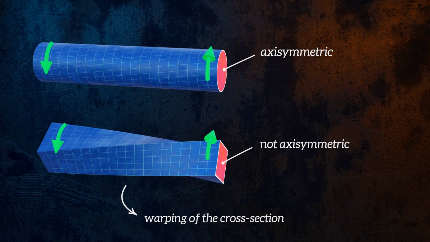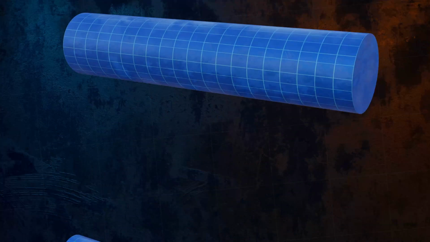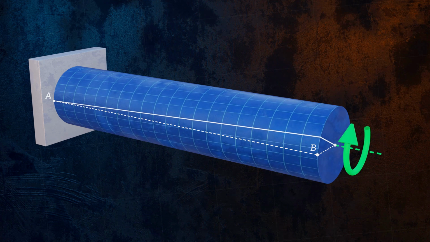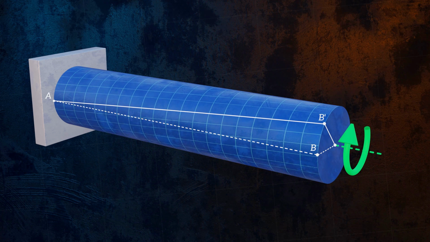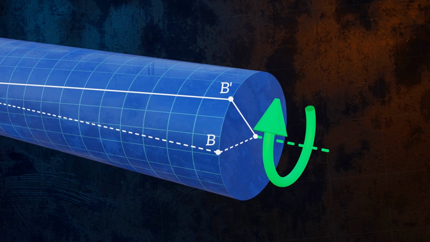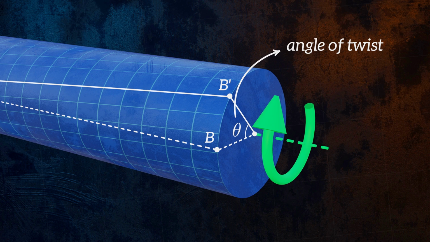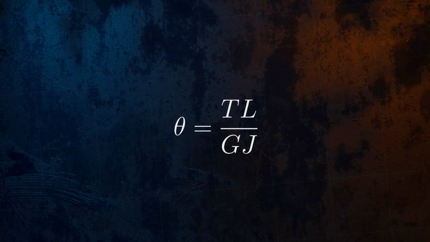to circular bars. Let's fix our bar at one end, and track how a line between point A and point B deforms as we apply a torque to the other end. The applied torque causes the free end of the bar to rotate by an angle phi. This is called the angle of twist. It varies linearly from 0 at the fixed end of the bar to phi at the free end of the bar. We can calculate the angle of twist using this equation.